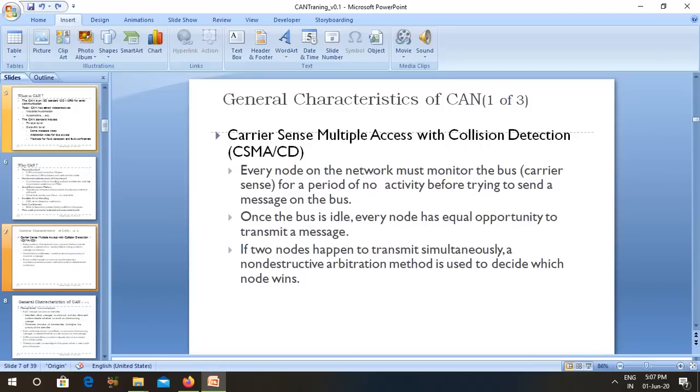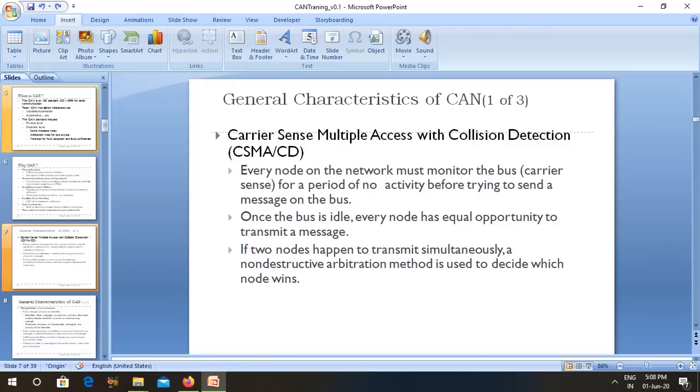So what it means is, every node in the CAN network will monitor the CAN bus for a period of no activity. That means they will check whether there are no messages on the bus, or no bus traffic. If that is so, all of them will get an equal opportunity to transmit.